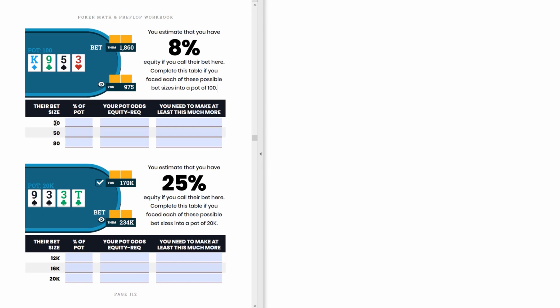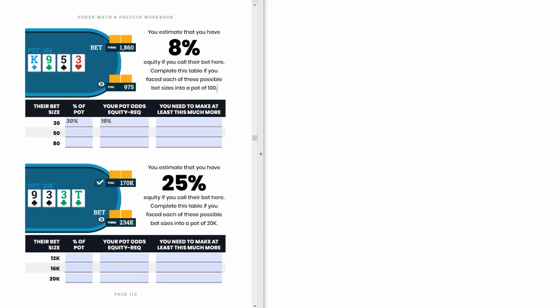So anyway, they bet $30 into a pot of 100. The percentage of that pot, obviously 30 divided by 100, is 30%. We know that we're getting slightly better than 4-to-1 pot odds here. So our equity requirement would be 19%. And how much more do we need to make to justify getting involved here, right? We have 8% equity, but we actually need 19% based upon the size we're facing. So we need to be able to make some extra money on the river in order to justify getting involved right this moment.